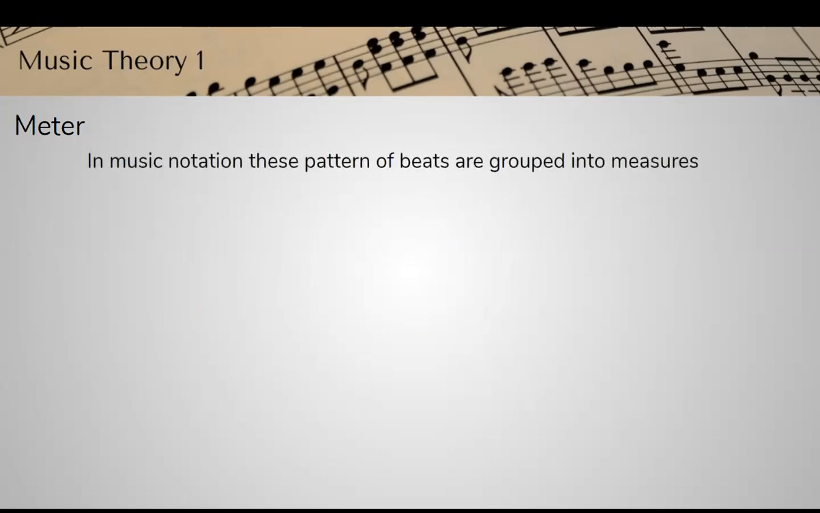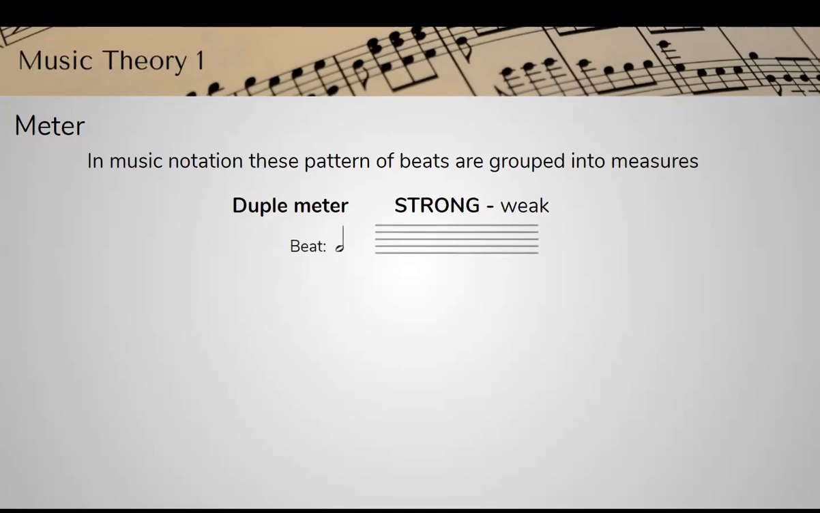Okay. In music notation, the patterns of beats are grouped into measures. So let's take, for example, a duple meter and see how we would notate that. A duple meter has a pattern of strong, weak, right? And let's say that our beat, which can be represented by any duration symbol, let's use the half note to represent the beat.